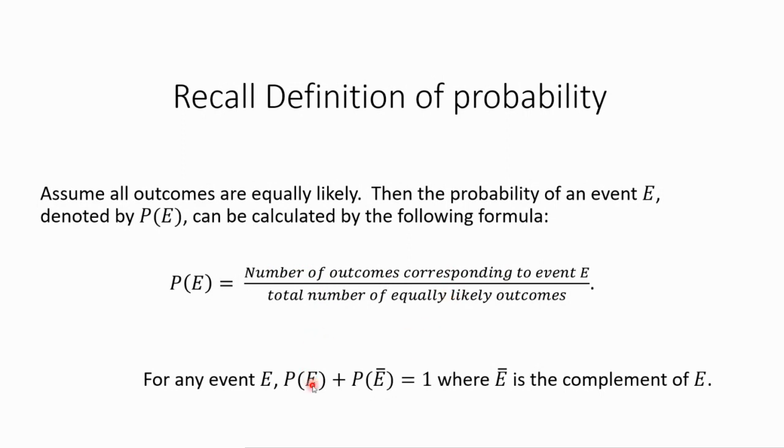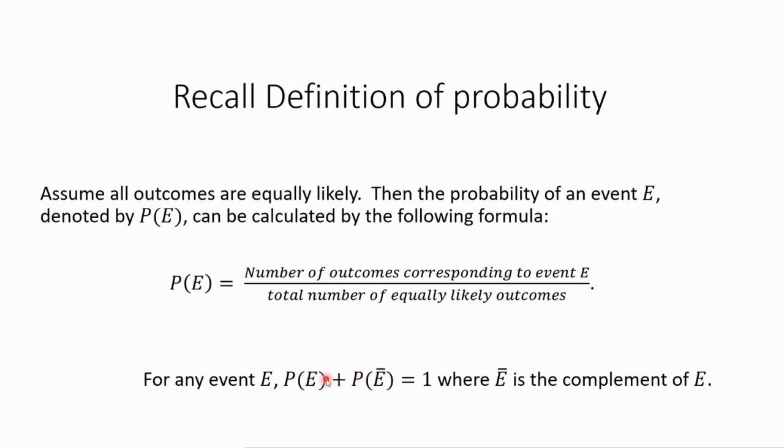We also saw last time that if E is any event, this E bar here is just the complement of E. Basically, it's everything in the sample space, all the outcomes that are not in E. E bar also happens when E does not happen. If E does not happen, then one of the other outcomes in the sample space that's not in E occurred. Hence, E bar occurred. E bar is actually called the complement of E.